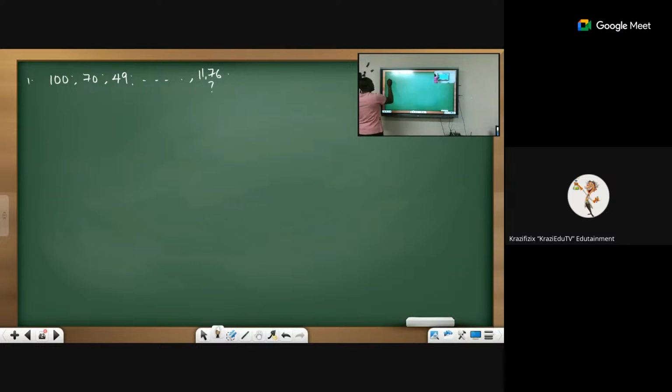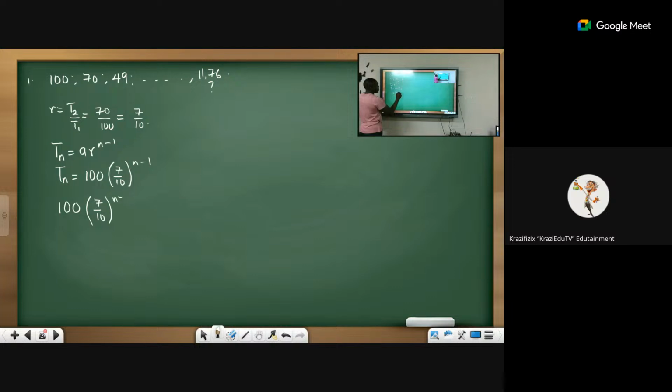Let's start by saying, since it's geometric, what is my R? T2 over T1, 70 over 100, 7 over 10. What is our formula? Tn equals A R to the power n minus 1. What is our Tn? 100, 7 over 10. Please remember, don't cancel the 10 and the 100. What are we looking for? 11,76. Okay, so 100, 7 over 10, 11,76. What do we do, my dear learners?